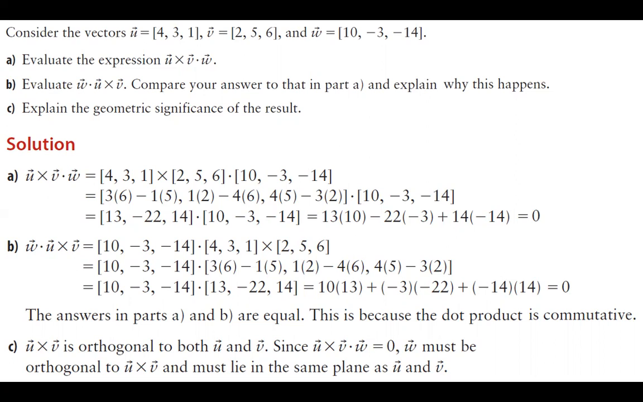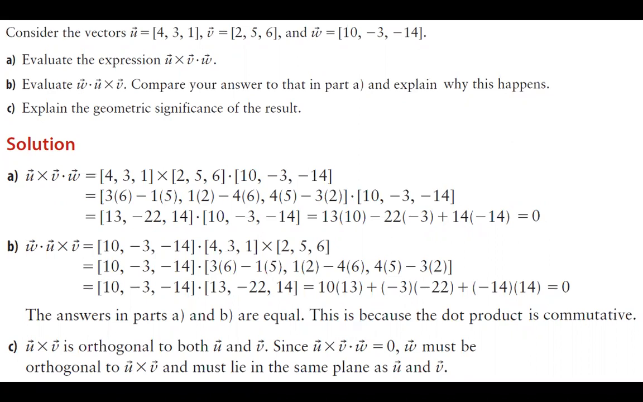This is because the dot product is commutative. So in question A, we first calculate the cross product between u and v, right? And then find the dot product between the new vector and w. Whereas in question B, we also find the cross product between u and v first, then find the dot product between w and this new vector. And because the dot product is commutative, therefore the two results should look the same, right?